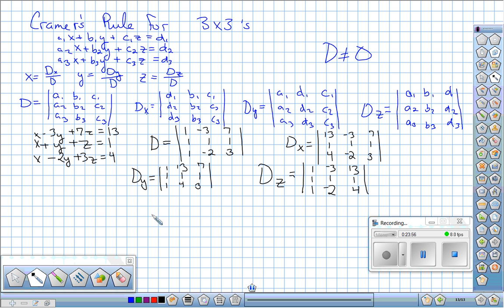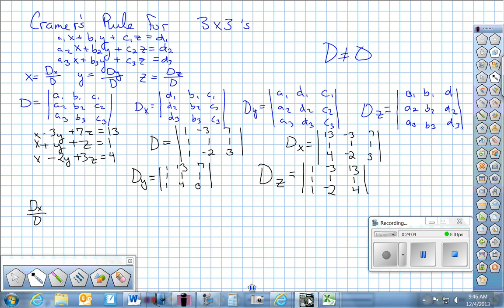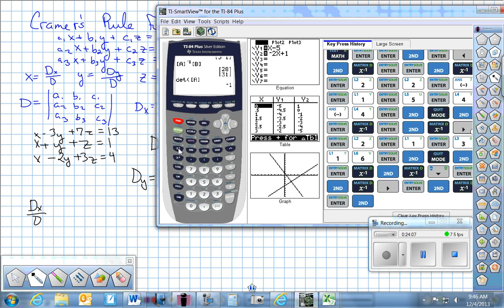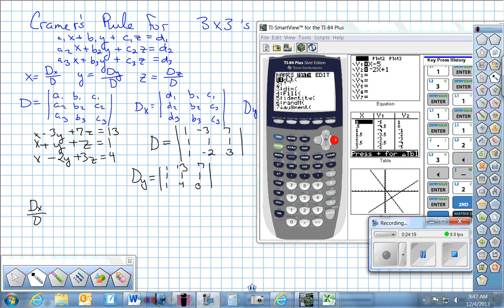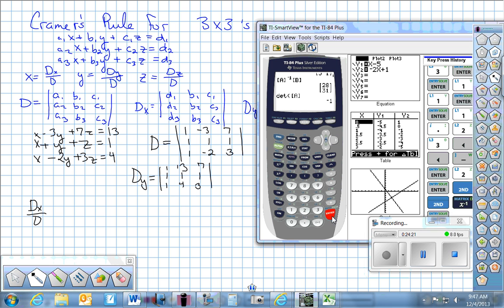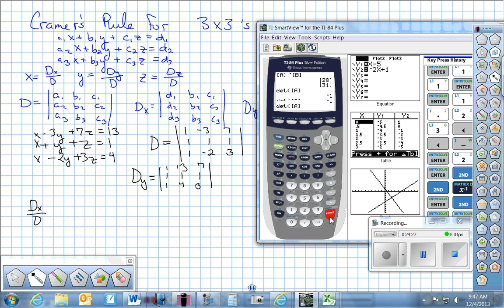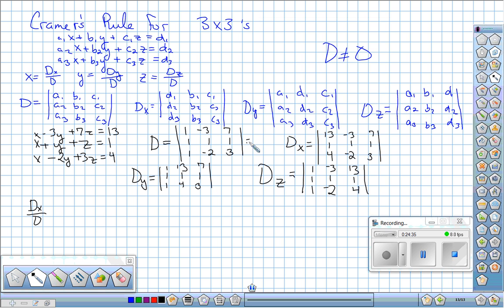Then what we're going to do is set those up. So I'm going to list out my Dx over D. What I'm going to do is name them in my calculator. I'm going to go into my matrix menu, go over to edit, and type in these 4 matrices into my calculator. So I'm going to pause it and then do that. And then I'm going to go over to my math menu in my matrices menu, click determinant, and find that of matrix A. So I'm going to hit enter, and the one that I typed in is matrix D. So my determinant of matrix D is negative 10.